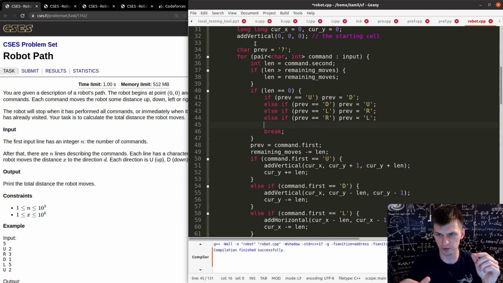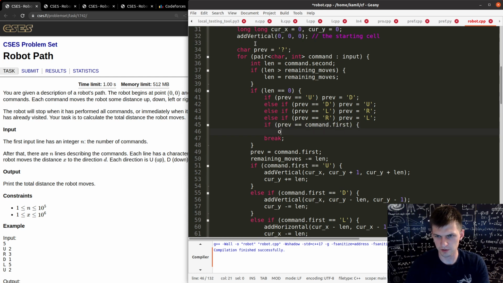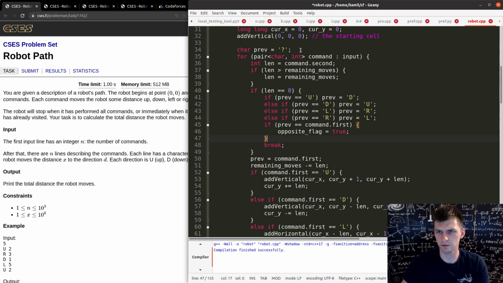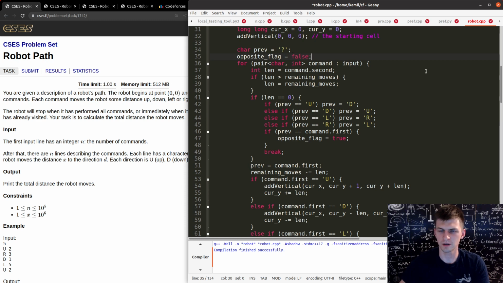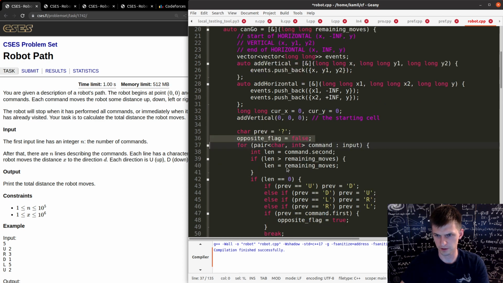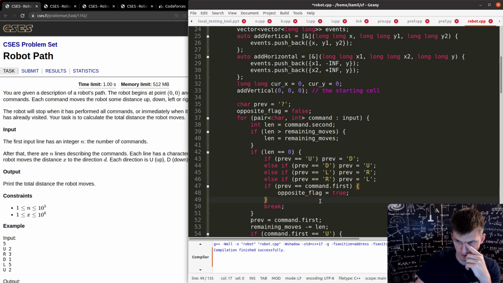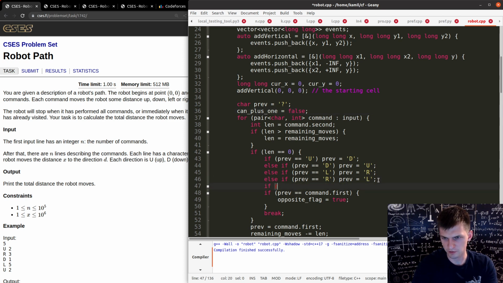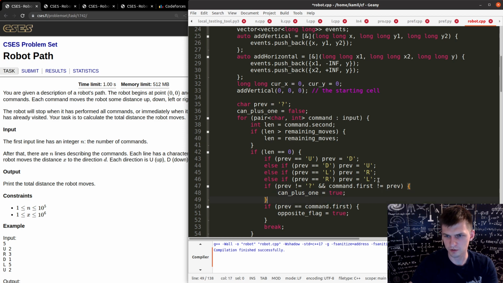Okay, I changed pref to something opposite. If question mark, then I didn't change at all. And now if pref equals command first, then opposite is true. And by default, let's say that this is false. It's true only if there is this special scenario. Or not. Maybe let's do it like that. This is can plus 1. By default, can plus 1 is false. And when can we do this? If previous is not question mark and command first is not previous, then can plus 1 is true. I think that's the way to do it.